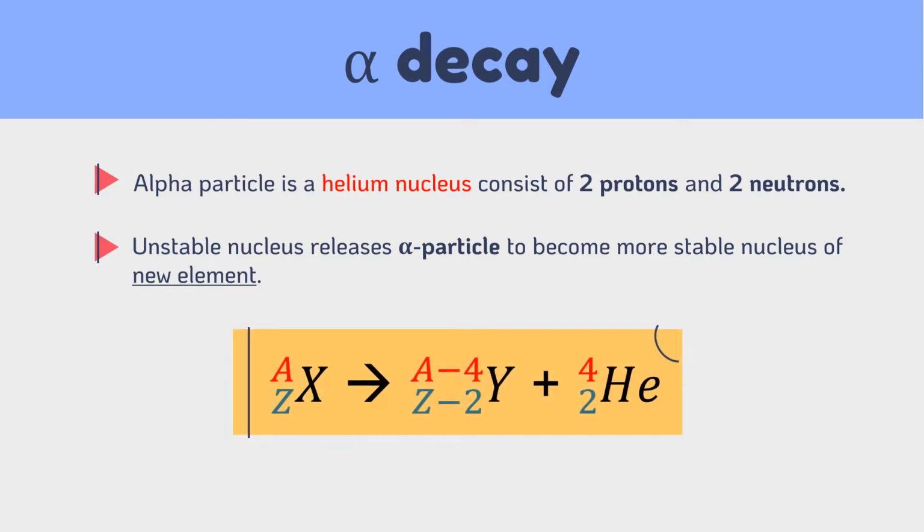As you can see, this is the alpha decay equation. X will decay into Y plus He-4, where X is the parent nucleus, Y is the daughter nucleus, and the alpha particle is the radiation that has been emitted in this decay, which is why it is called an alpha decay.